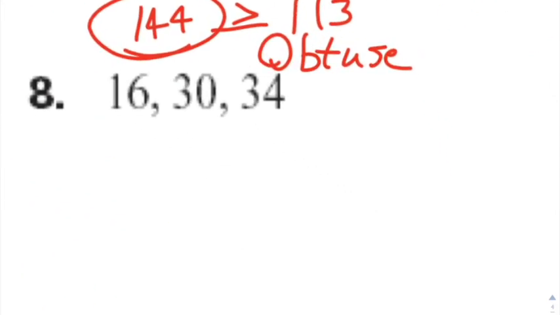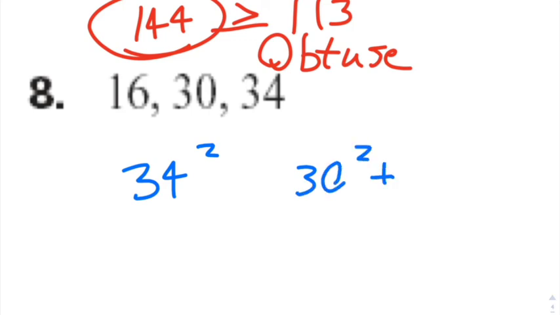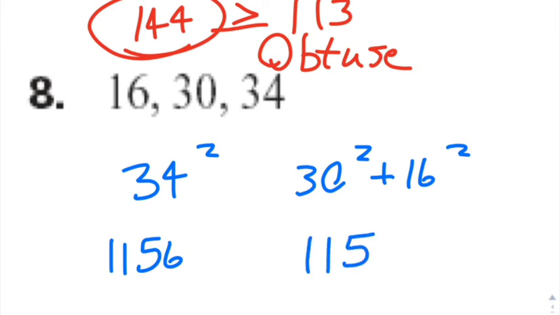This one here, you got 16, 30, 34. 16 plus 30 is greater than 34. So let's go 34 squared. Let's compare that to 30 squared and then also 16 squared. 34 squared is 1156. 30 squared plus 16 squared is also 1156. So those are equal. Got a right triangle.